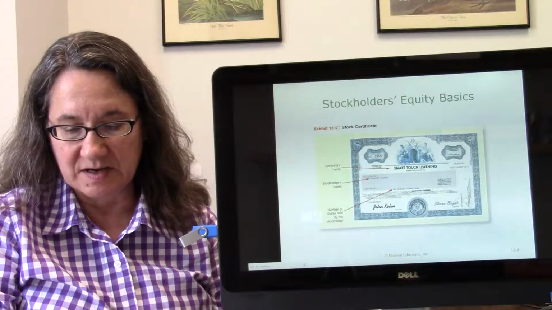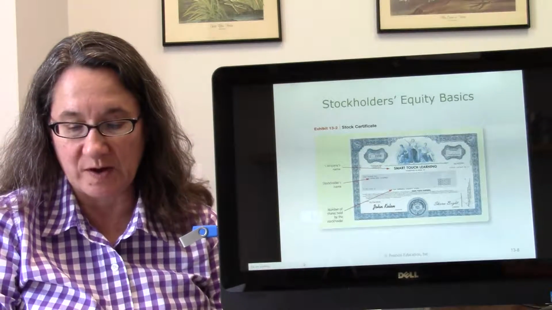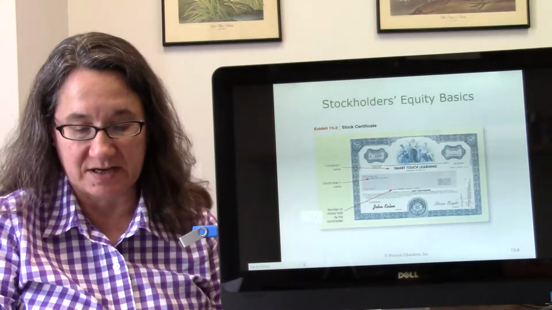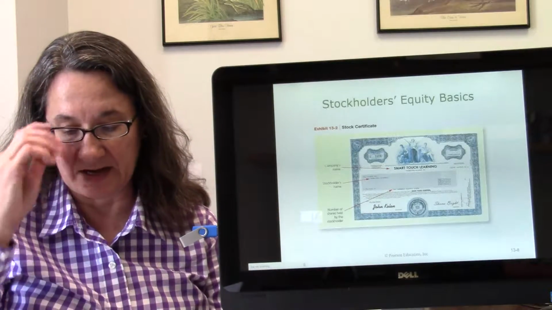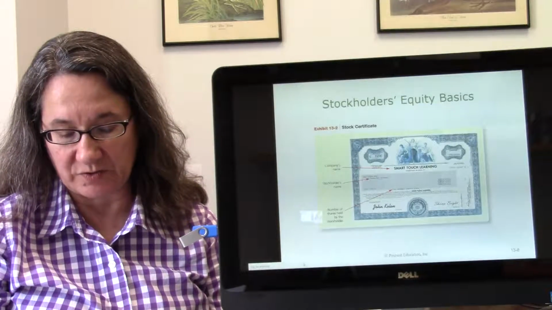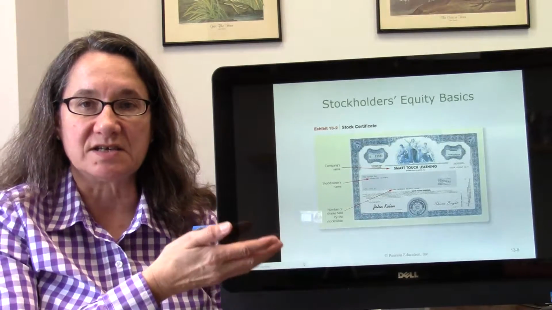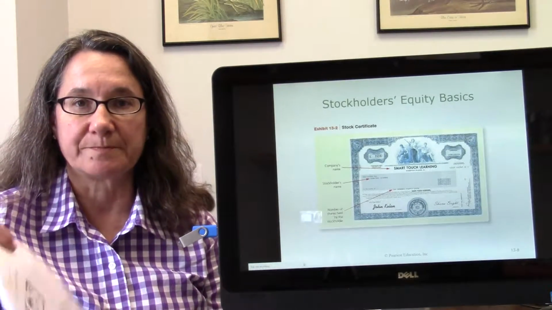So here's an exhibit. It's on page 647. It shows a stock certificate for 288 shares of Smart Touch Learning common stock owned by Courtney Edwards. The certificate shows the following: company name, stockholder name, number of shares. So when issuing stock, there actually is a piece of paper that gets issued.